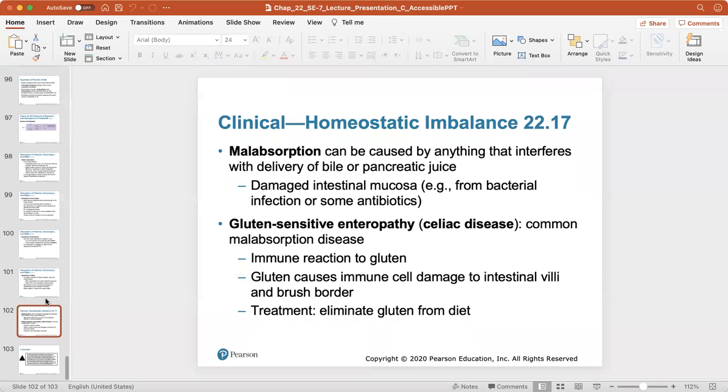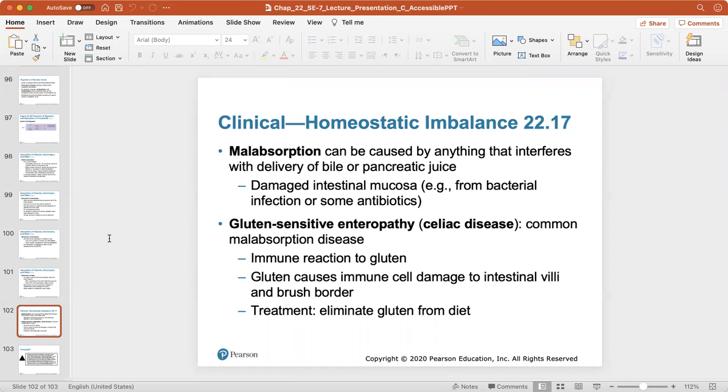Malabsorption can be caused by anything that interferes with the delivery of bile or pancreatic juices. This can be caused from damaged intestinal mucosa, from a bacterial infection, sometimes an antibiotic. Gluten-sensitive enteropathy or celiac disease is also a common malabsorption disease. It's an immune reaction to gluten, where gluten causes immune cell damage to the intestinal villi and brush border, and the treatment is to eliminate gluten from the diet.